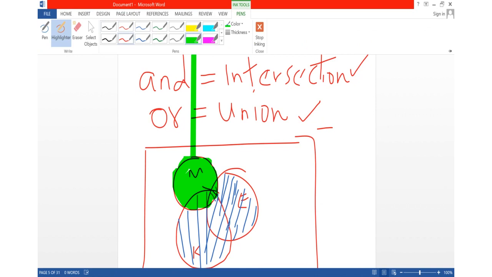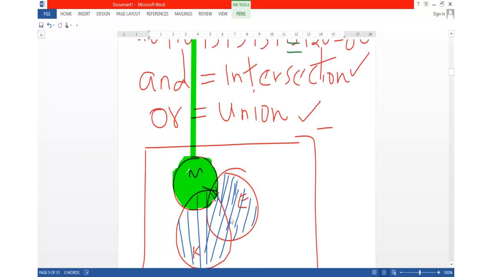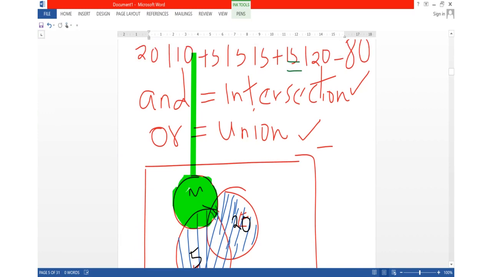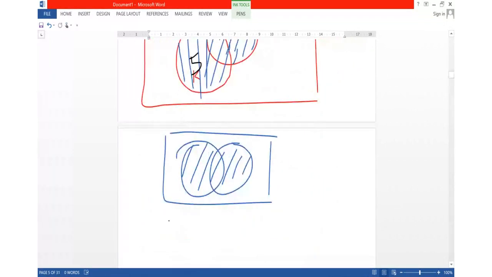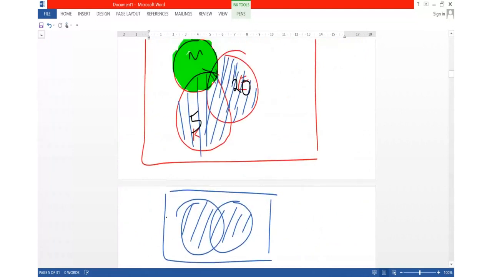So let's now go back to the question. If you do this one, the English, I think the English were 20 here. Here they were 5. So we come here. How many were here? Let's go back and see how many they were. You can see 15. They were only 15 because we are removing the circle for maths. So here they are 15. So that's the number that I want: English or Kiswahili and not maths.